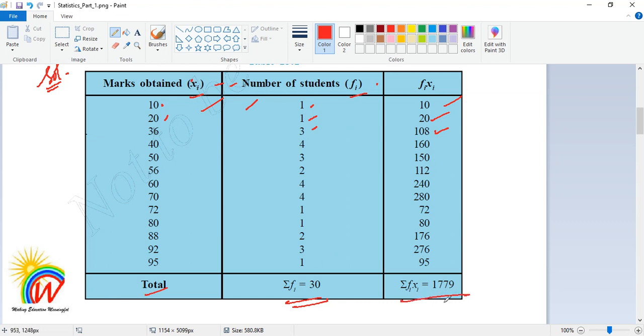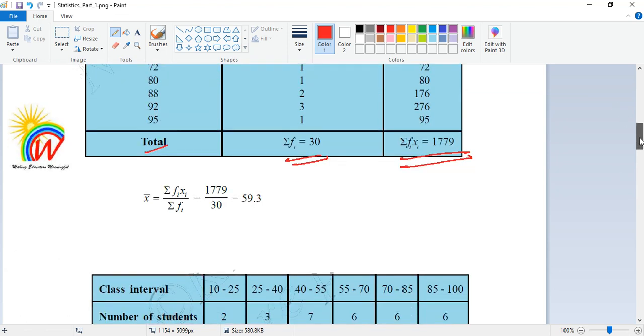So that turns out to be the sum of fi xi. So your formula for mean is sum of fi xi over sum of fi. So 1779 over 30. You divide it, and that's going to give you 59.3.